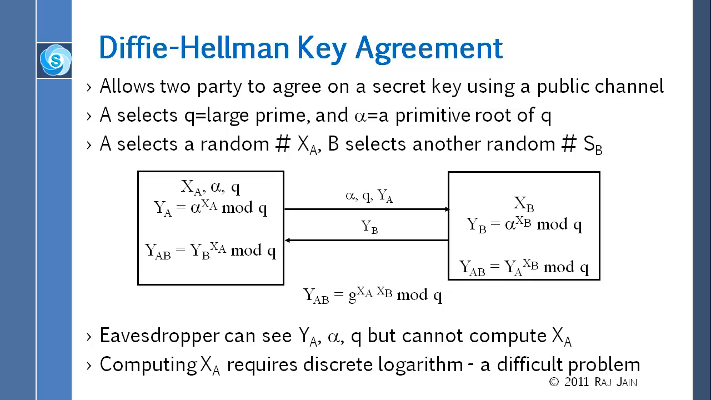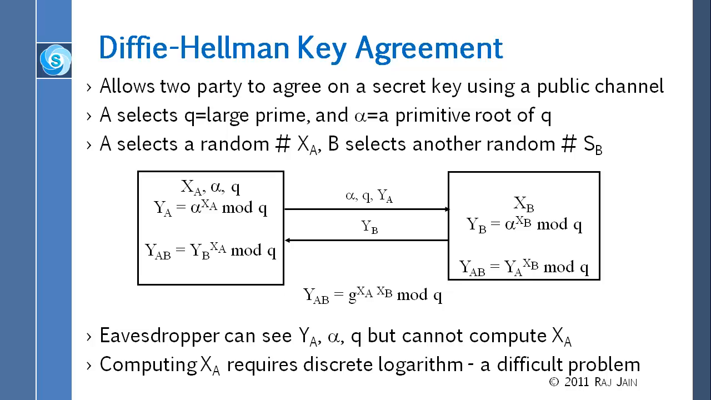Then A calculates YA equal to alpha raised to XA mod Q. So it raises alpha to the power XA and then does mod Q, and whatever number comes out is YA. It sends that out in public for everybody to know that I'm sending it to B: alpha, Q, and YA. B selects another random number XB and raises alpha to XB, does mod Q, and sends YB in public to A.